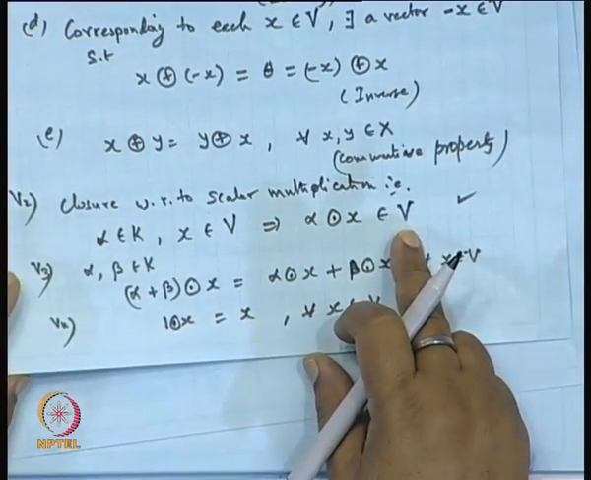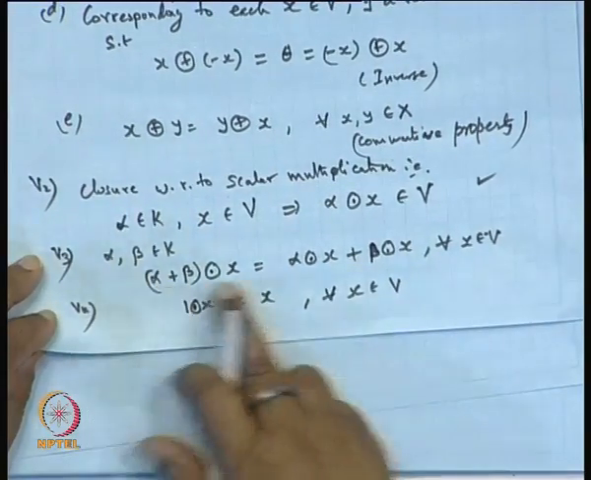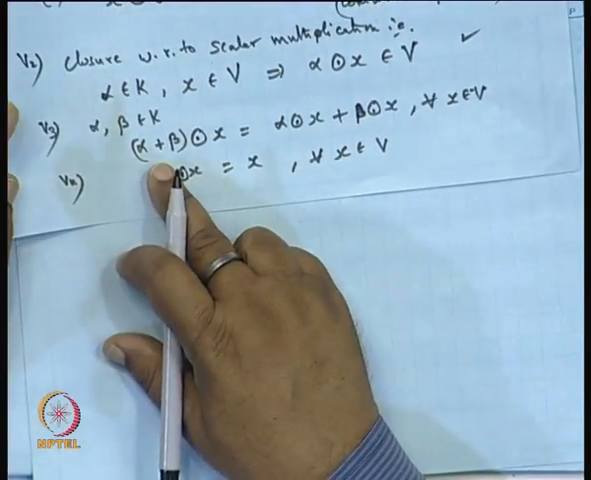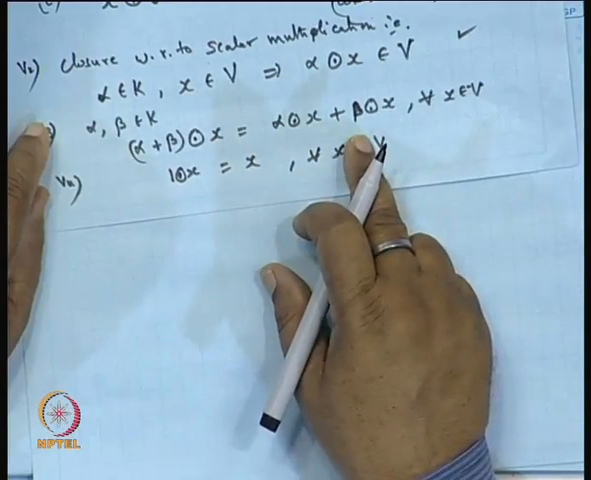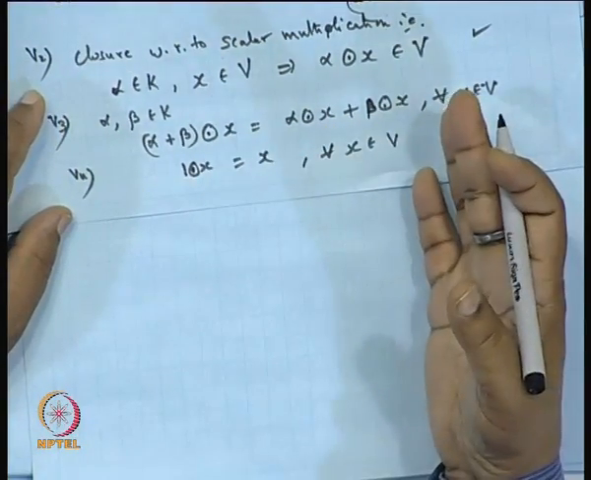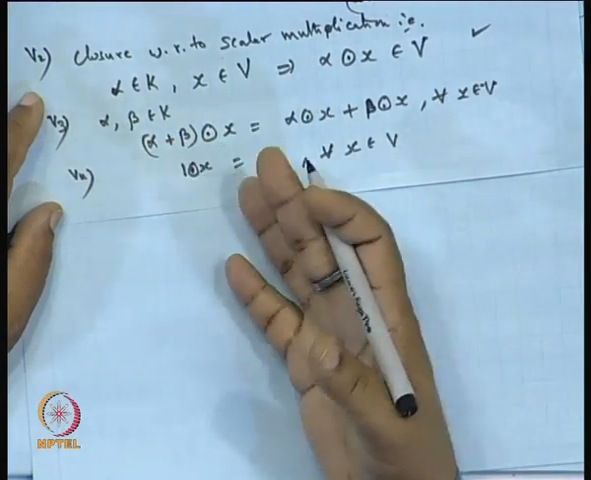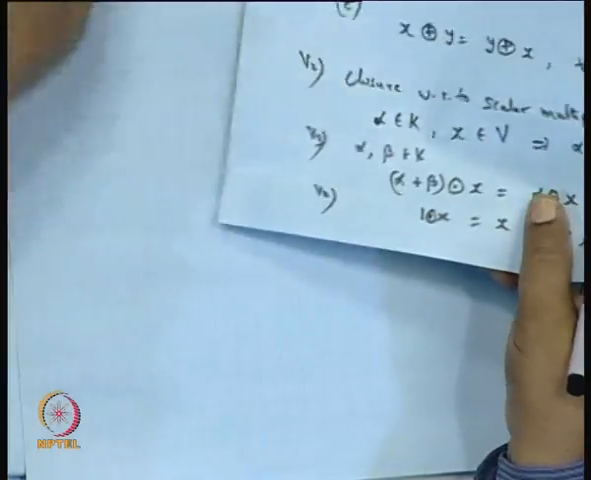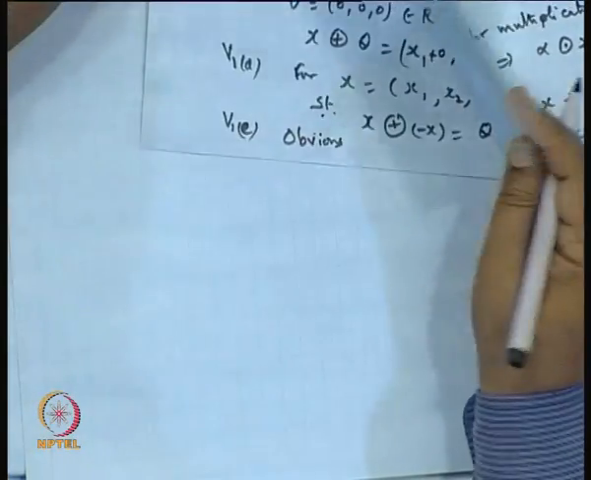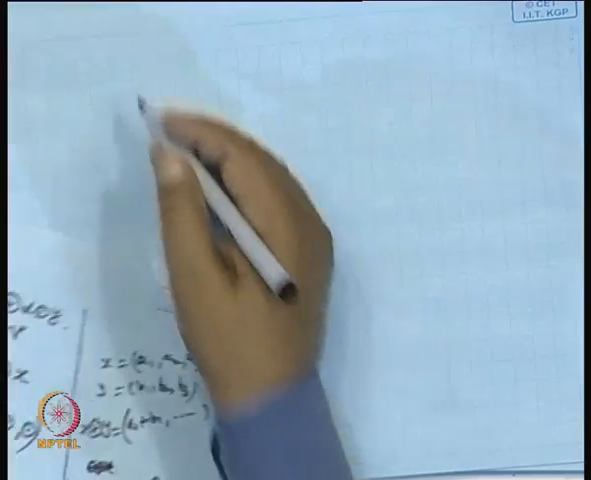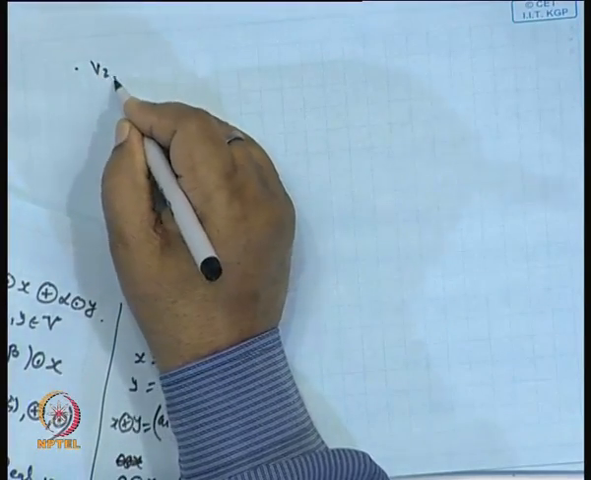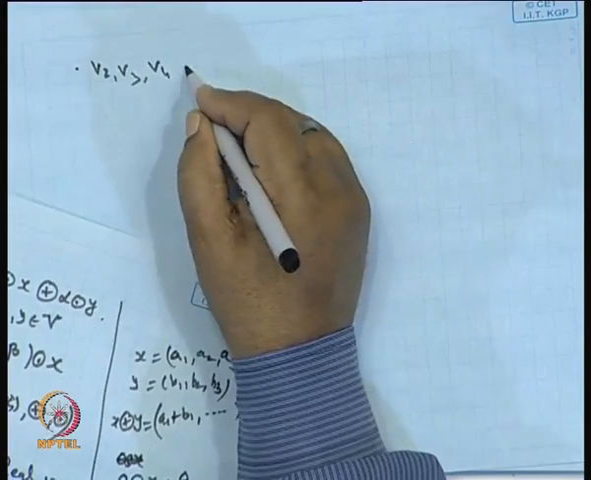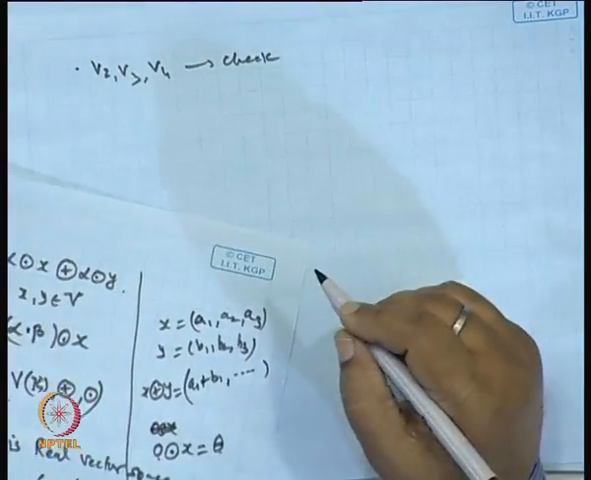And then V 2 is already defined, it belongs to V. So, it is satisfied. Now, V 3, if we look at V 3, you can see alpha plus beta dot x is alpha dot x plus beta dot x. I think this can be done. Okay. So, V 3, V 4 you can check, it is satisfied, okay. And then V 5 and V 6. So, V 2, V 3, V 4 check, okay. That is easy to check.